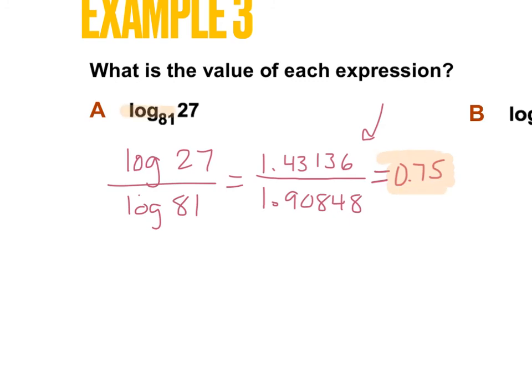So we can't do this log in the calculator, so we have to change it with the change of base formula here, and then we can put it into the calculator, because now our bases are the common logs. So when we don't have a base, they're common logs, and we can put common logs into our calculator, and we get 0.75. Any questions on this one?